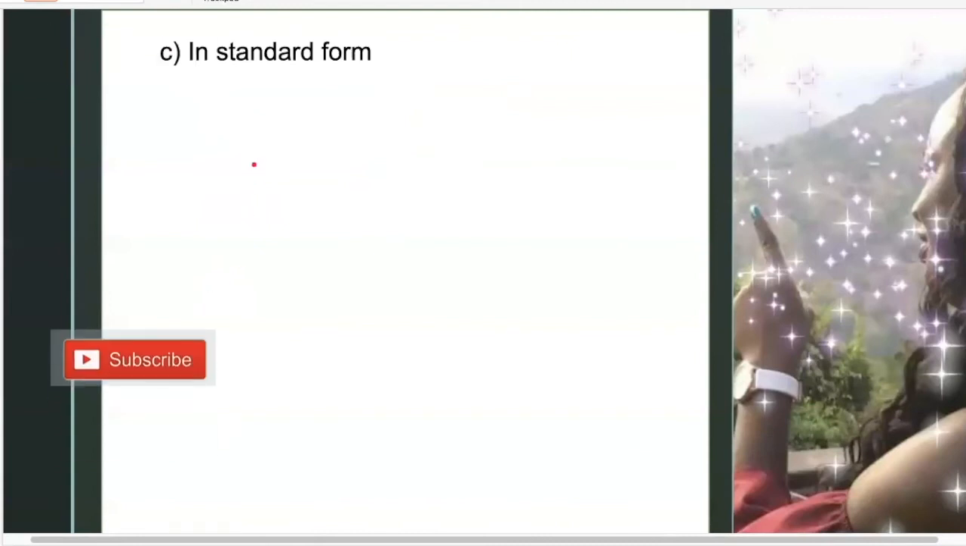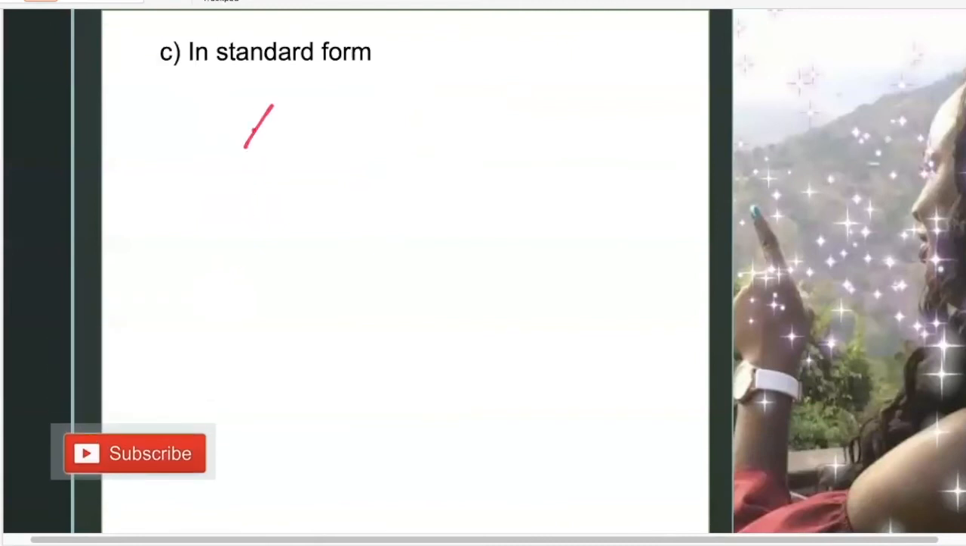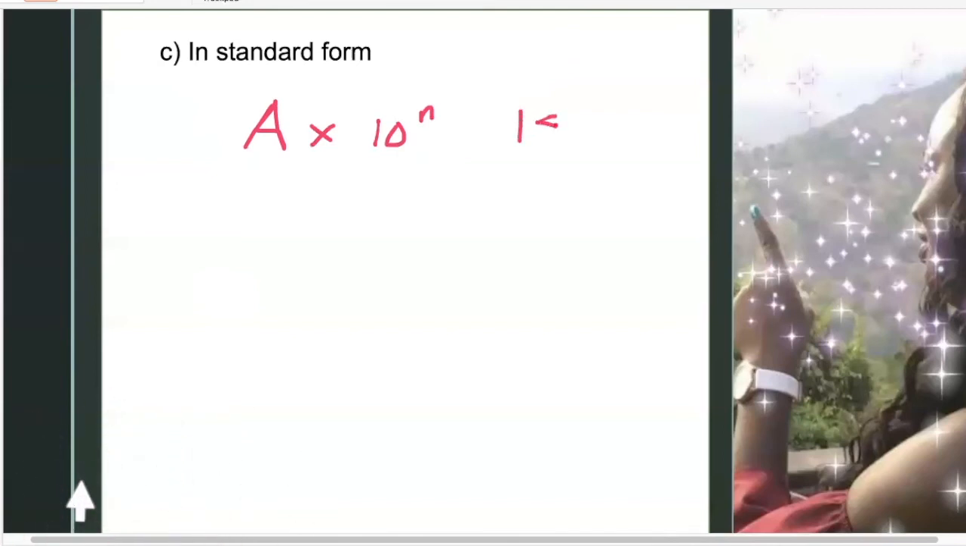We're also asked to write it in standard form. The general form for standard form is a times 10 to the n. Now, a should be greater than or equal to 1, but less than 10. So you should never pass 10, but it can be 1 or greater.